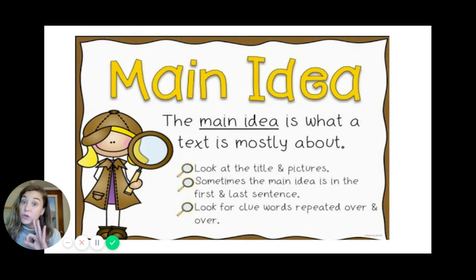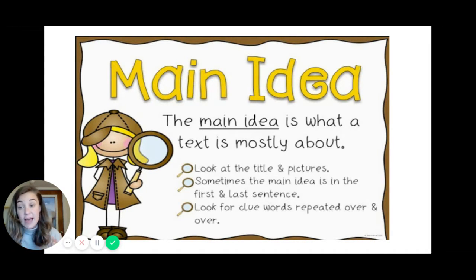And there are three different kinds of clues that can help you identify the main idea. First is to look at the title and the pictures. The second is to look at the first and last sentence, because sometimes the main idea can be kind of hiding in there. And the third one is to look for clue words repeated over and over again in the story. Now, today we're going to be using the first strategy, and that's looking at the title and the pictures, all right?